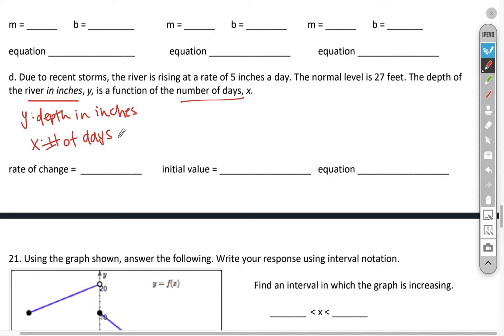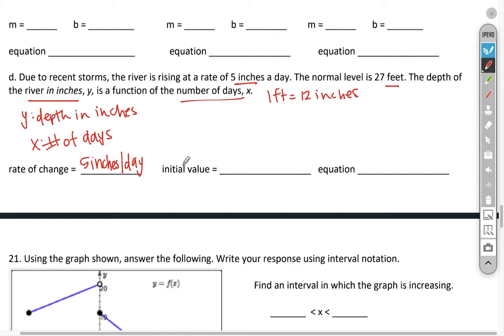All right, so we need to think of a few things first. Hopefully we know we're rising at a rate of 5 inches a day, but then we're talking about the normal level in feet. So we need to know that 1 foot equals 12 inches. So we are rising at a rate of 5 inches a day. That means that is our rate of change right there. So 5 inches a day.